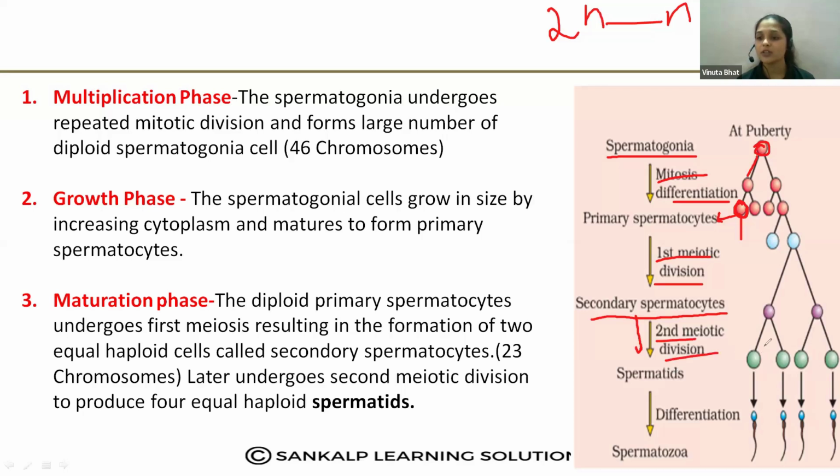Second meiotic division, so that is forming the four spermatids. How many spermatids are formed here? Not sperms. Know the difference between the sperm and the spermatids. Here, four spermatids are formed.